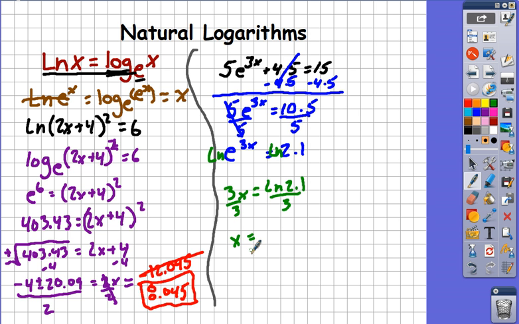So x equals natural log of 2.1 divided by 3, and we end up with 0.247312448... Moving on. So we're going to say approximately 0.25. And we could say 0.247 if we want. But either way, that would be your solution there.